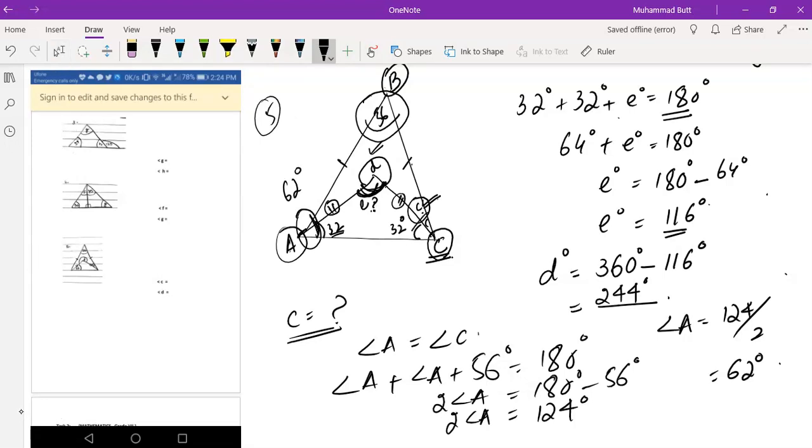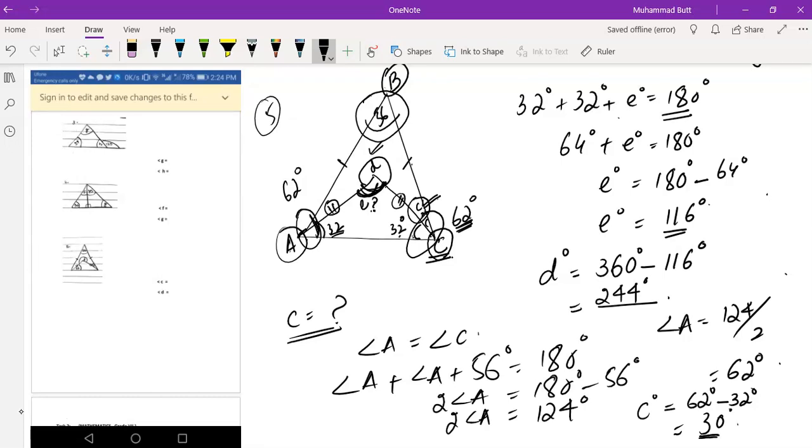Again over here, this whole angle is equal to 62 degrees, but this angle has been divided into two adjacent angles, 32 degrees and c. 62 is comprised of two angles, 32 degrees and c. So we have to find out the c. We can subtract 32 from 62 and we will get the value of angle c over here.